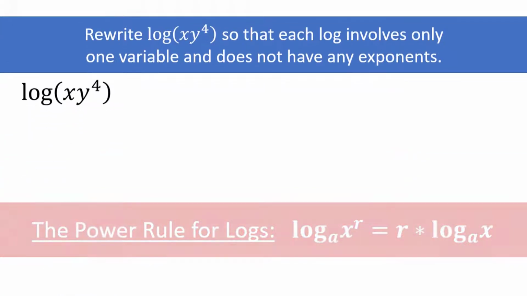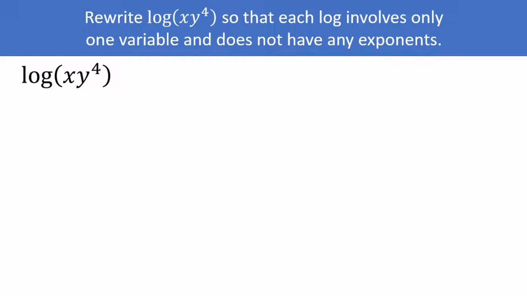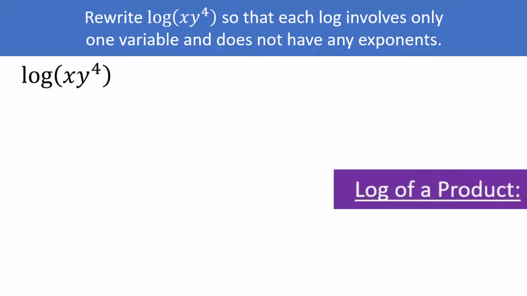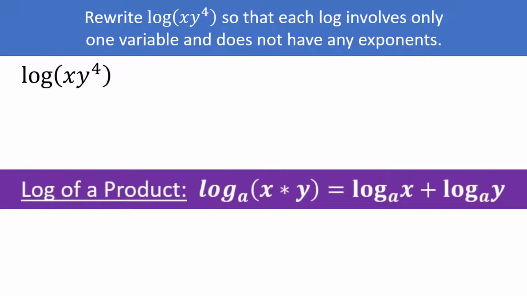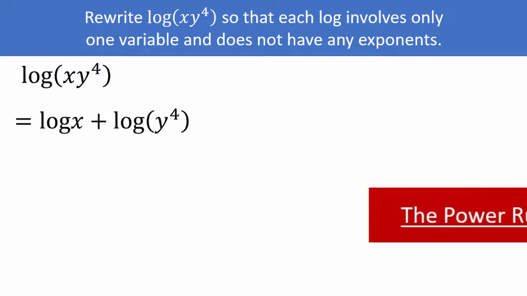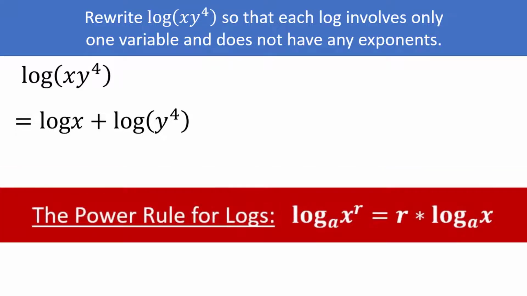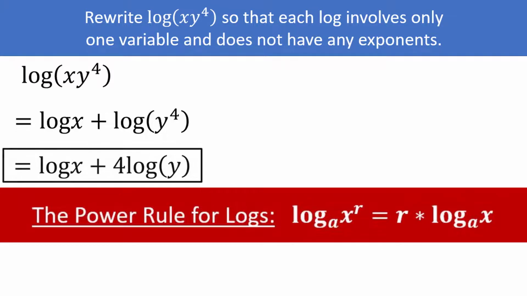How about log of xy to the 4th? This time we can use the log of a product property to rewrite this as the sum of two logs. We have log of x plus log of y to the 4th. We can again use the power rule to bring the exponent of 4 out to the front, so that we have log of x plus 4 log of y, which is our final answer.